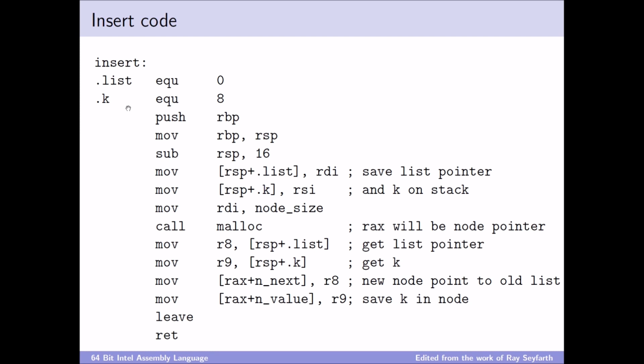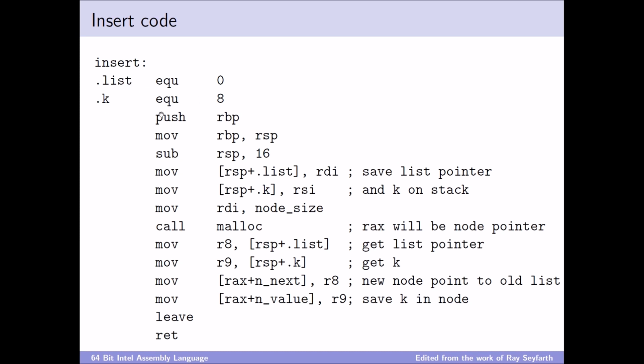Specifically, when I get given the list and the value, I know I need to create a new node. So I'm going to make a call to malloc in order to create that new node. Given the fact that I'm going to call malloc, I would like to have the pointer to the list and the value that the new node should contain saved somewhere when I actually make that call to malloc. So this is why I'm going to be storing two things on the stack.